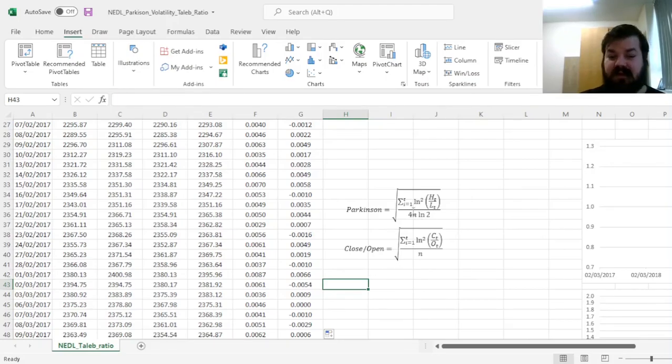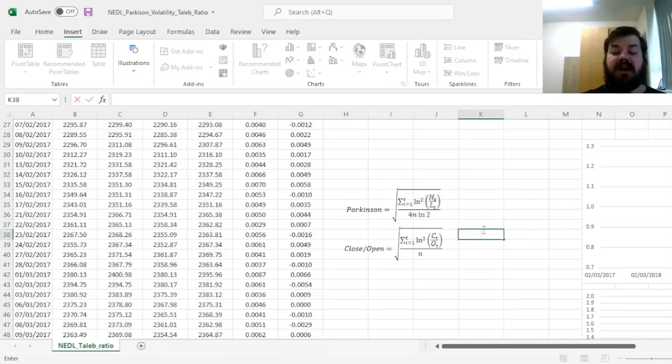And Parkinson has proven in the famous 1980 paper that the relationship is actually quite simple. The theoretical ratio between the variances sampled using the Parkinson method and the close to open method should be 4 times the natural log of 2, meaning that the ratio of the volatilities estimated that way should be the square root of this figure. So the square root of 4 times log 2. And as shown by Nassim Taleb himself, this particular constant is roughly equal to 1.66.